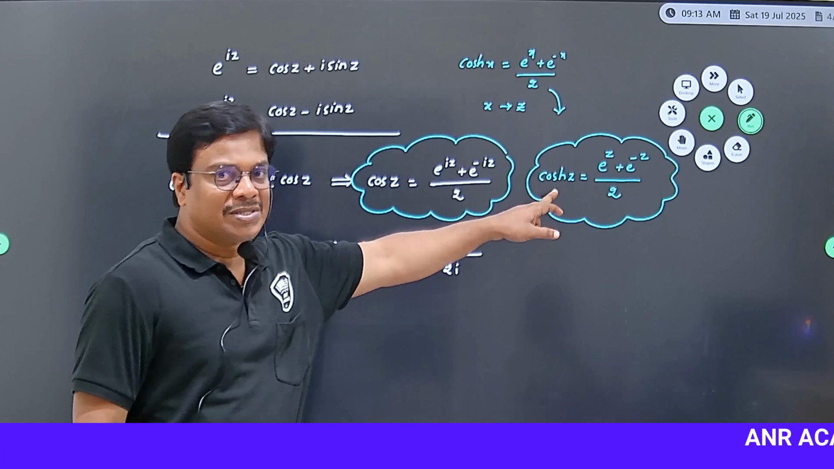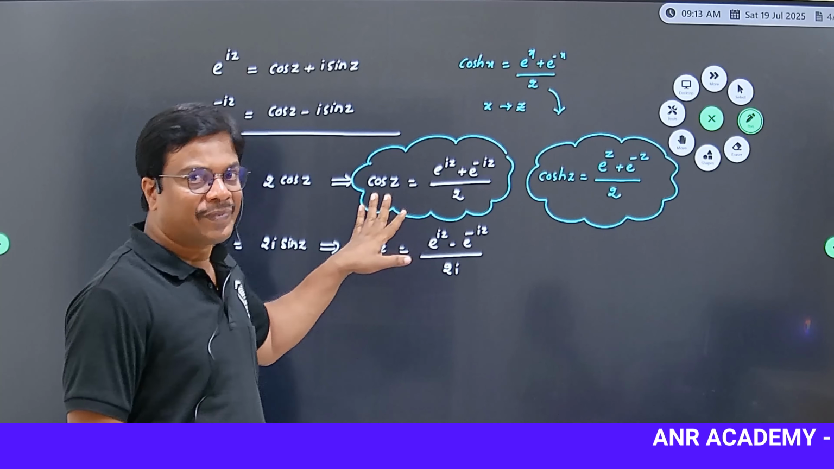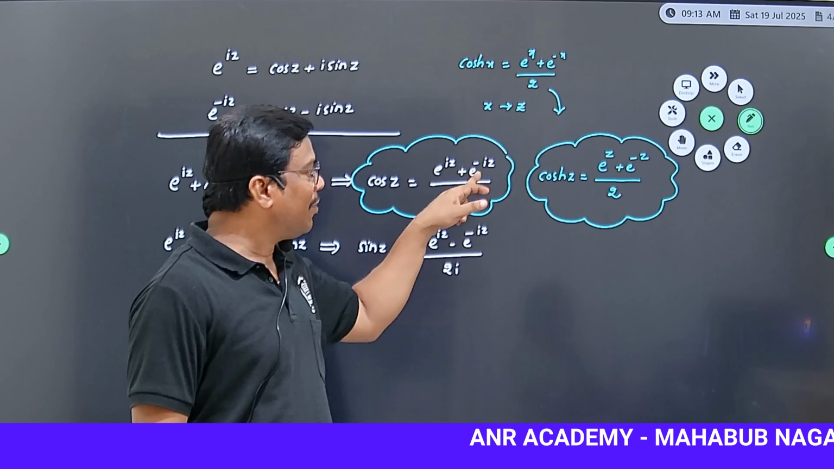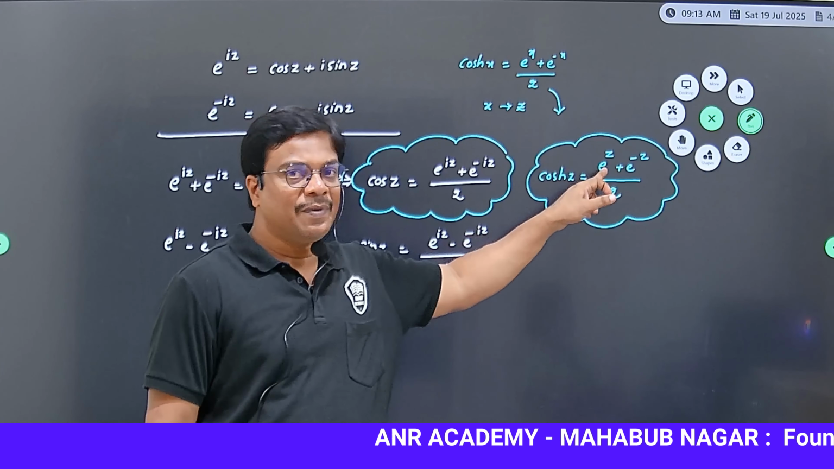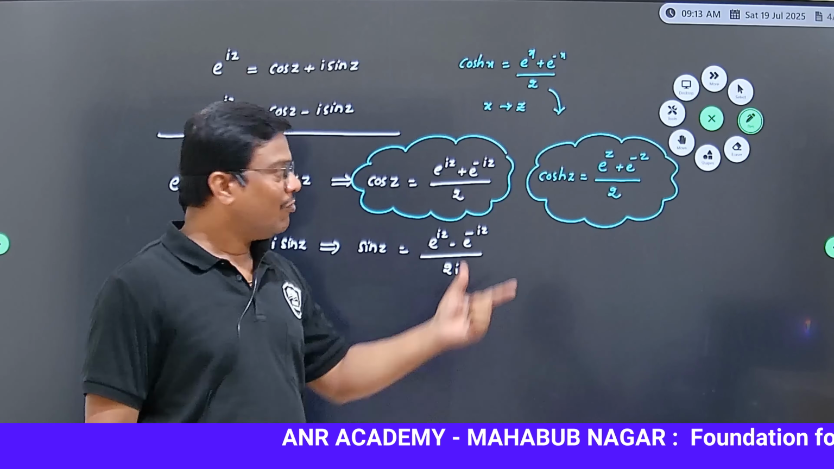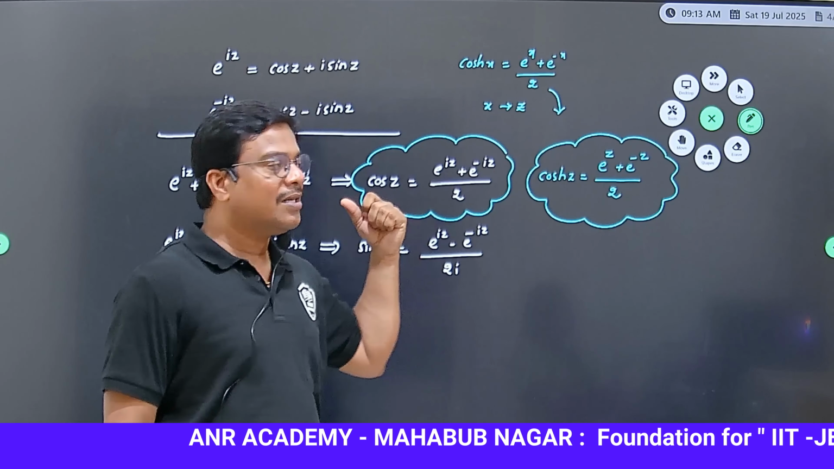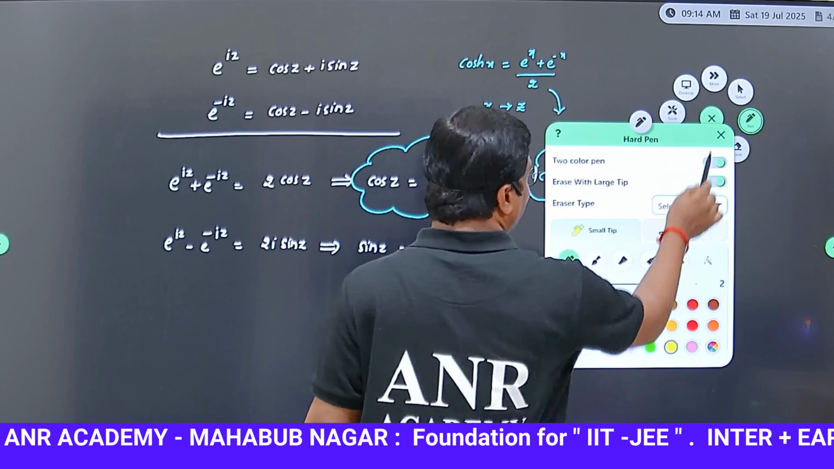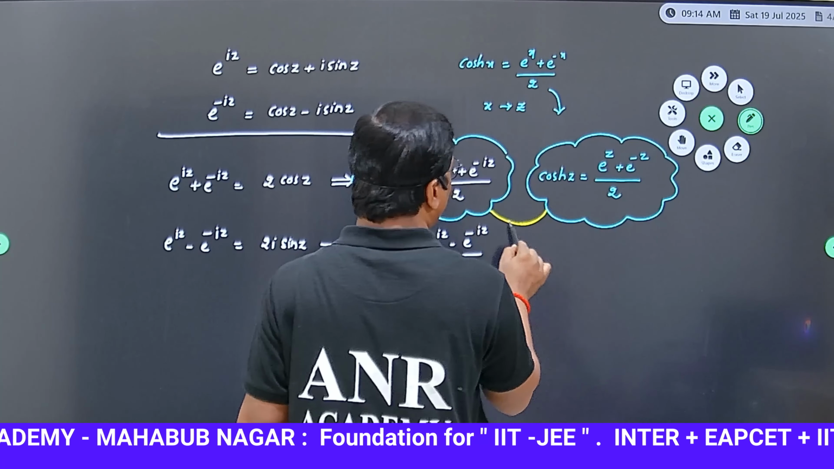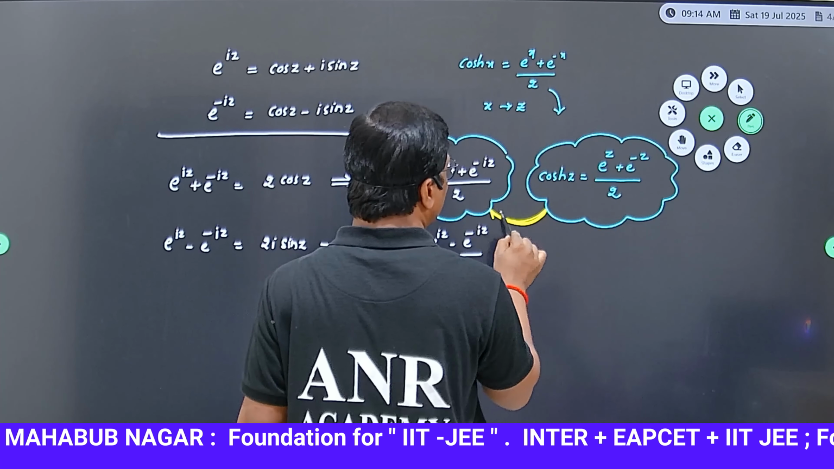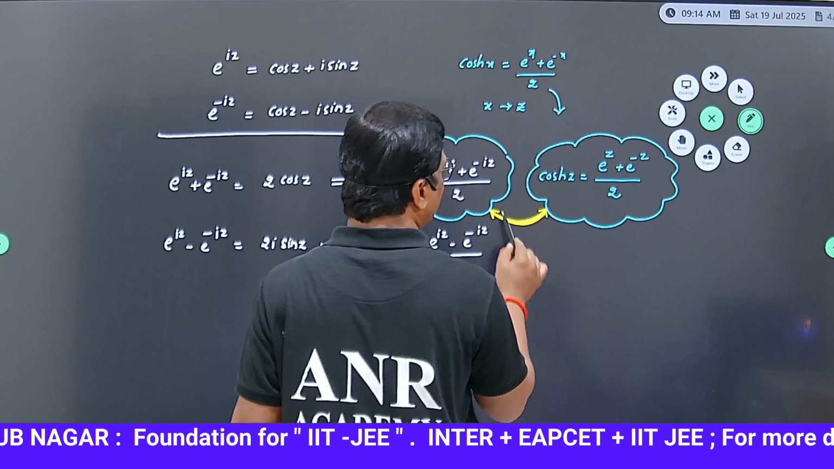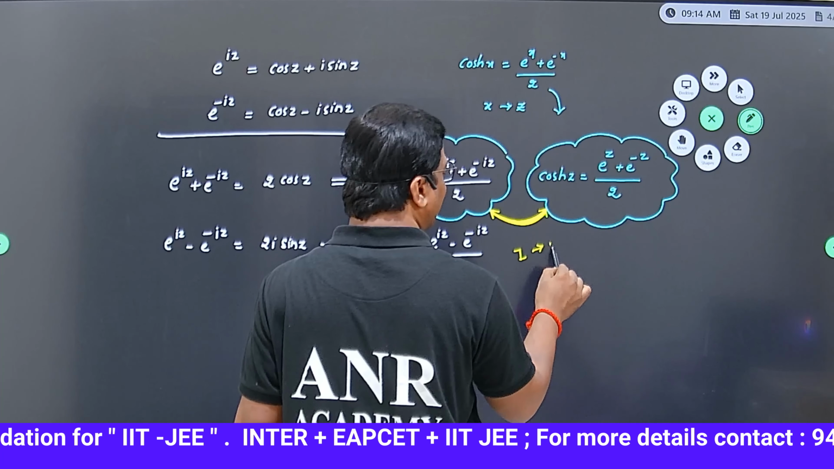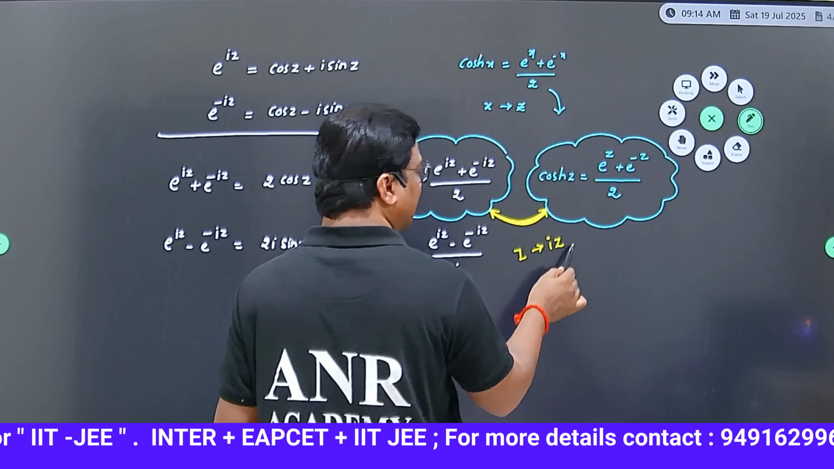Is hyperbolic cosine same as cosine? Let us observe the right part. Here it is e power iz plus e power minus iz by 2, and this is e power z plus e power minus z by 2. What is the difference in the right part? Just by seeing these two, it is very clear that z is replaced by iz.